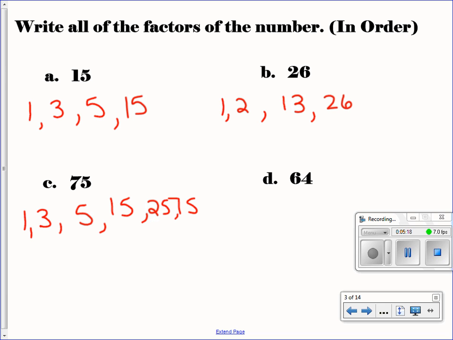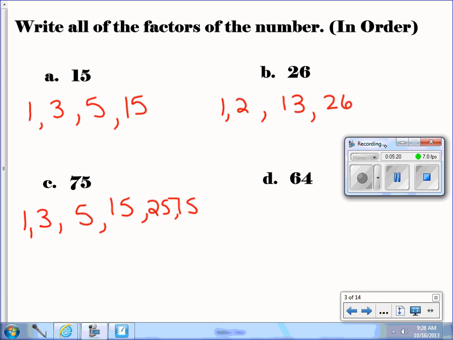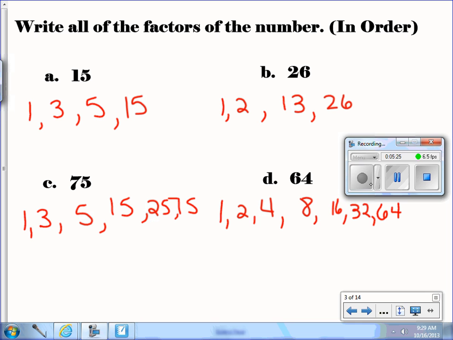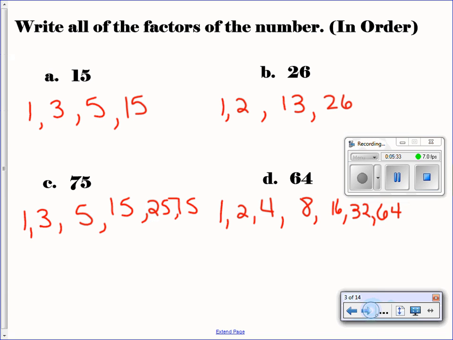Now, let's list D. 64. 1, 64. So you'll notice now we've listed the factors for 64. 1, 2, 4, 8, 16, 32, and 64.